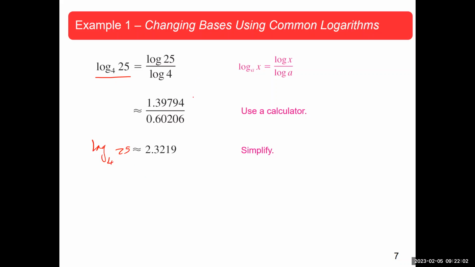This is the same thing. Or natural log of 25 over natural log of 4. You should get the same answer. You may get two different numbers along the way, but at the end, you must get this number.